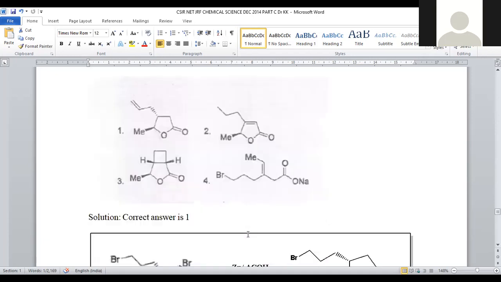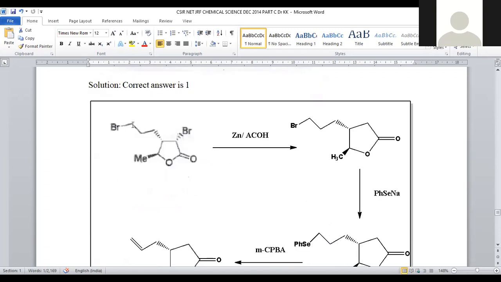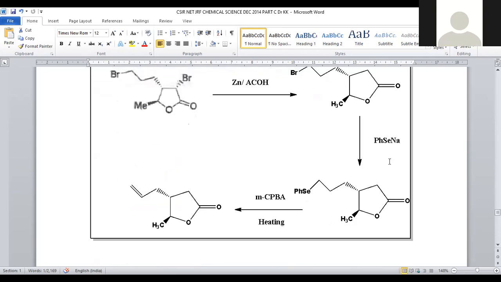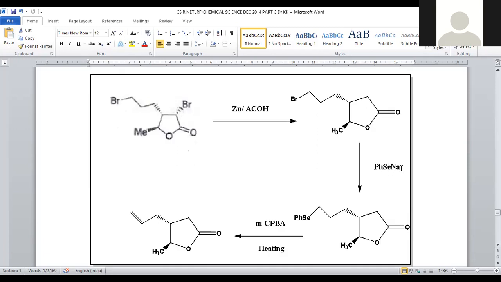Let us see what the series of reactions carried out here will be. We are taking the starting material, zinc acetic acid, you reduce this bromo group, and here a CH2 group got generated. Now it will be treated with PhSeNa, NaBr will be discarded, and this phenyl selenium will be added at the center. Now metachloroperbenzoic acid, what will it do? It will oxidize the group, and upon heating, that oxidized group will be eliminated. You will get the allylic position here.